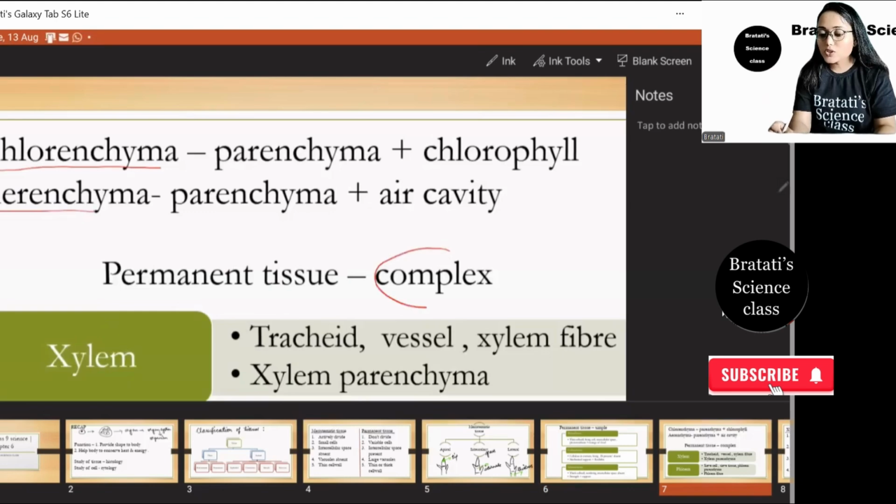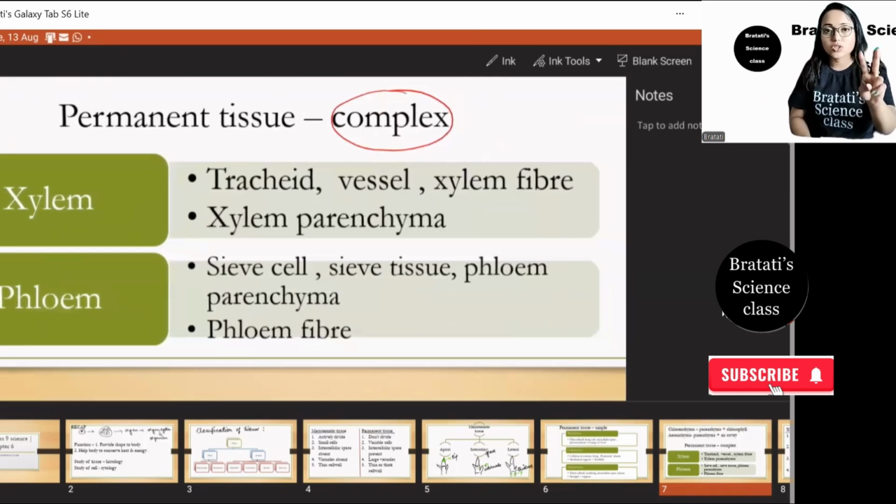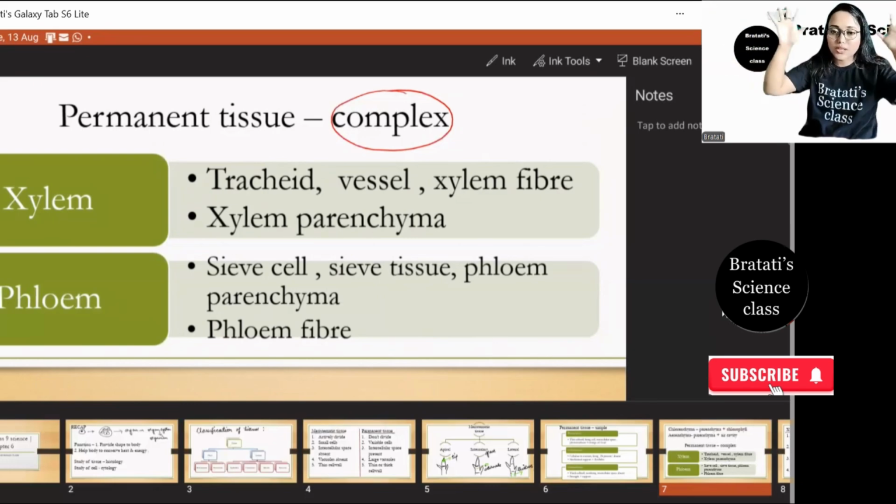Okay. Now we are moving to the permanent tissues which are complex in nature. So simple ones are parenchyma, collenchyma, sclerenchyma. Now moving to the complex permanent tissue, which is again of two kinds, xylem and phloem. Xylem has four parts and this is basically dead tissue because except xylem parenchyma, the other three parts are dead. Tracheid, vessel and xylem fiber, these three are dead. Only xylem parenchyma is living, and they transport the water and the minerals from the roots to the upper parts of the plants, to the shoot and different parts.